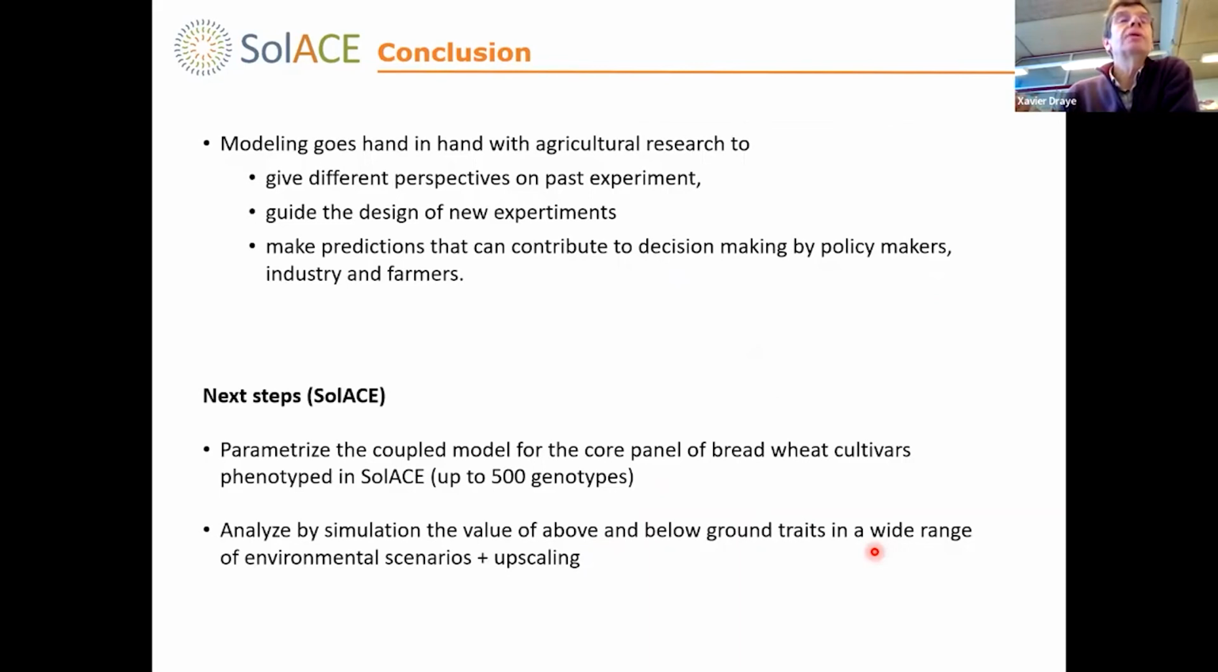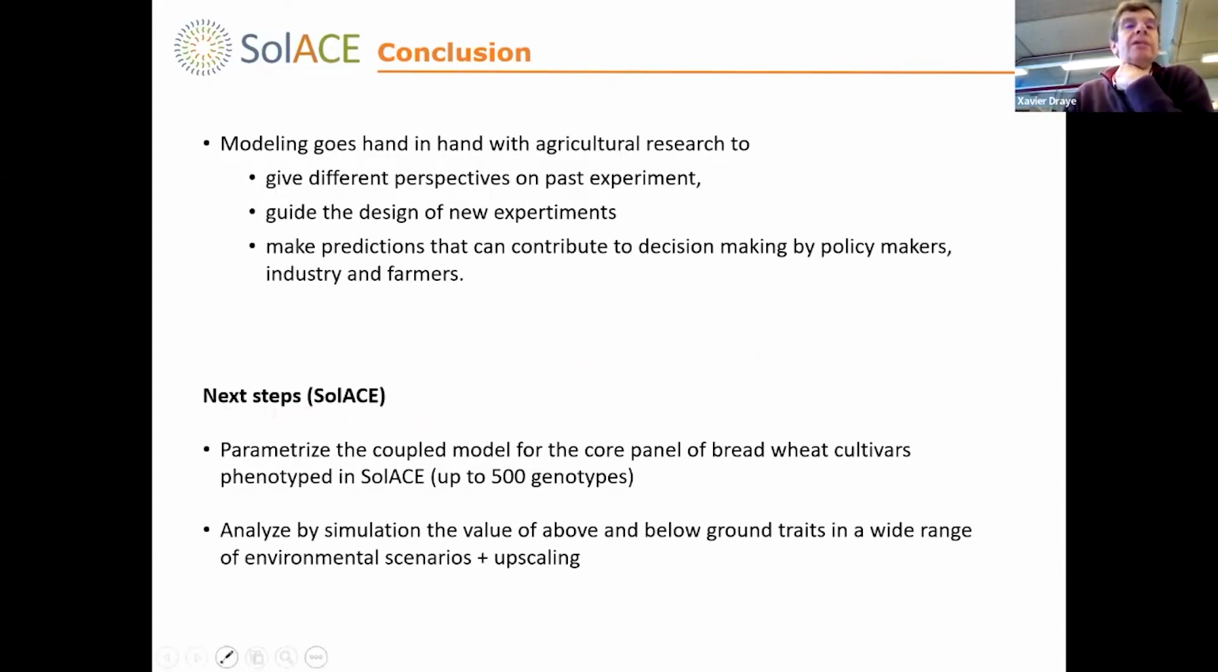So to conclude, from a general point of view, I tried to tell you a bit about modeling, which goes hand in hand with agricultural research. It can give different perspectives on past experiments. It can guide the design of new experiments and make predictions that would contribute to decision-making at different levels.